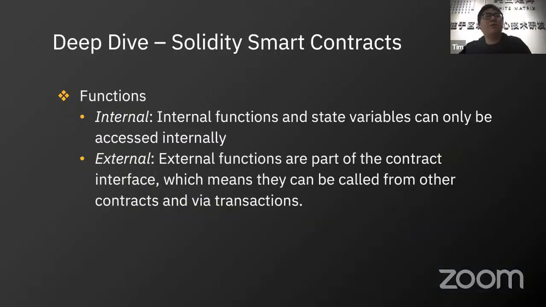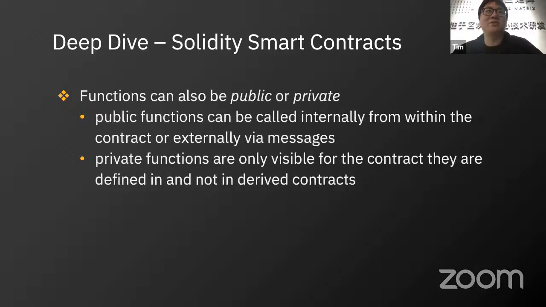Okay, so these are the function modifiers. There are different types of functions, basically four different types: internal, external, public, and private. Internal means that internal functions and state variables can only be accessed internally, like within the current contract. External means that the functions are part of the contract interface. They can only be called externally via other contracts and transactions.